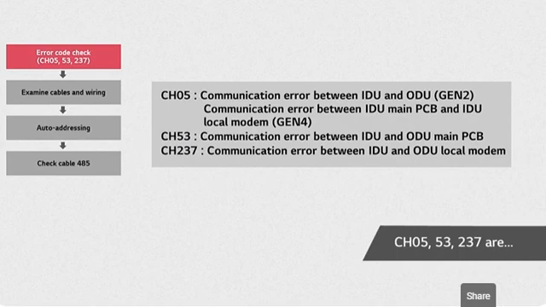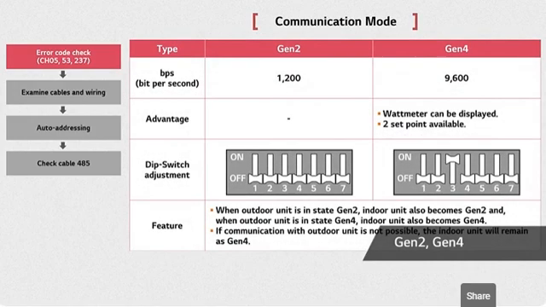Now, we'll take a look at error codes CH05, 237, and 53, which are all related to communication between indoor and outdoor unit. Before we describe these three errors, we will explain about communication modes. There are two communication modes in the Multi-V5, Gen 2 and Gen 4. While Gen 2 works at 1200 bps, Gen 4 works at 9600 bps.